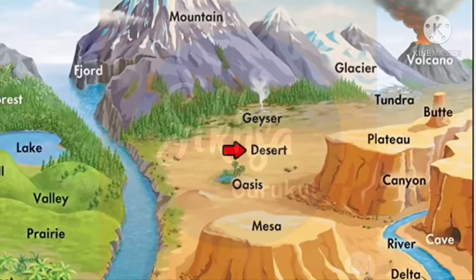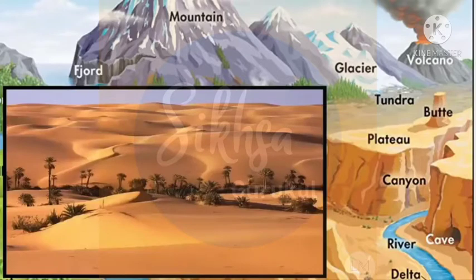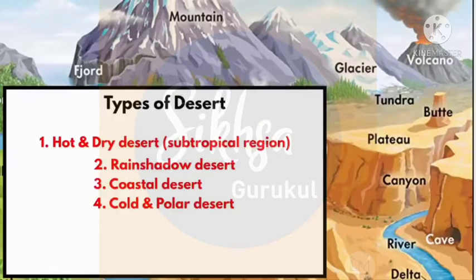The next one is desert. When we think of desert, this kind of sandy picture comes to our mind, right? But that's not the only desert. There are basically 4 types of deserts.